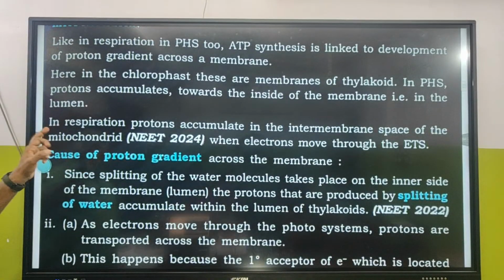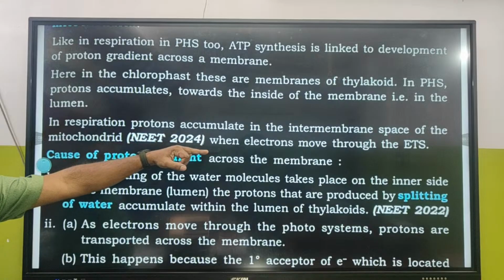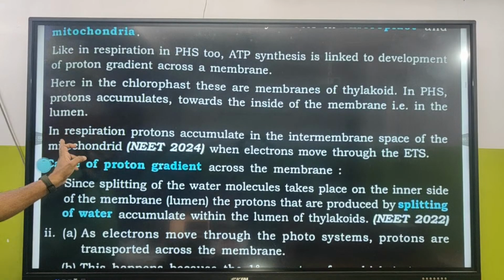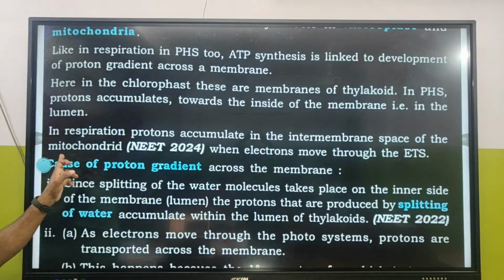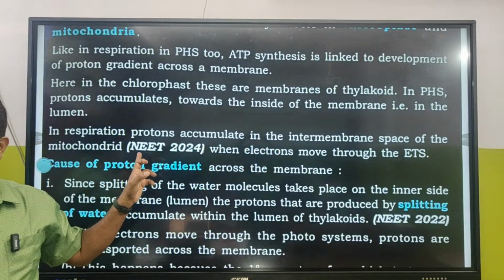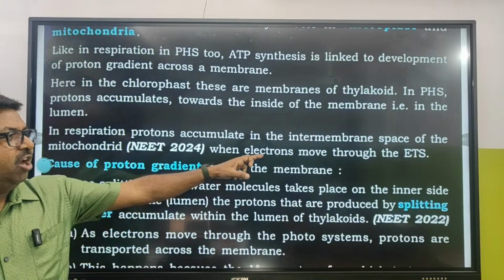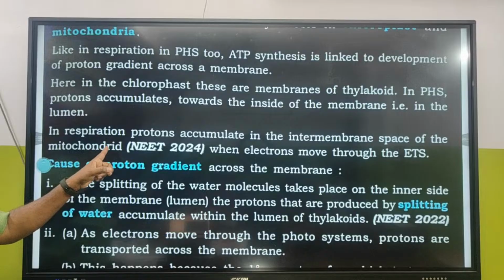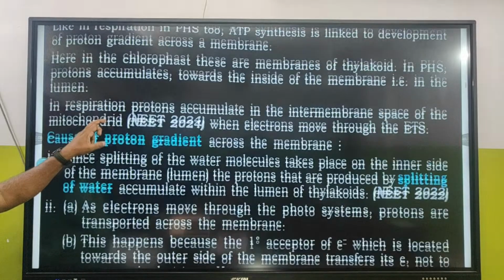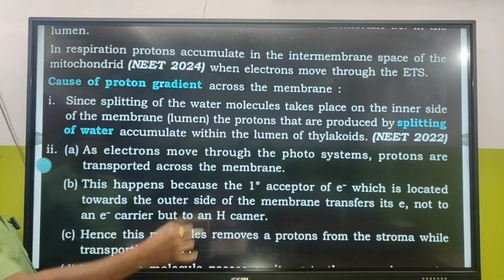Inside the lumen. In respiration, protons accumulate in the inner membrane space of the mitochondria. Think about mitochondria, when electrons move through the ETS. NEET 2024 question, this is the line where the question came from. Cause of proton gradient across the membrane.